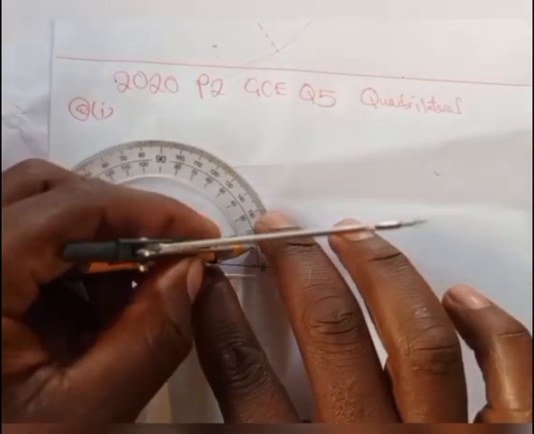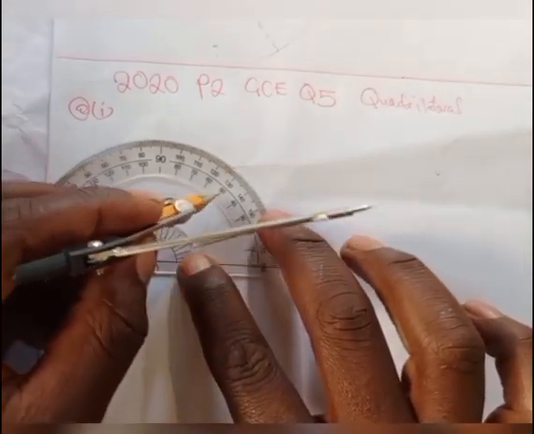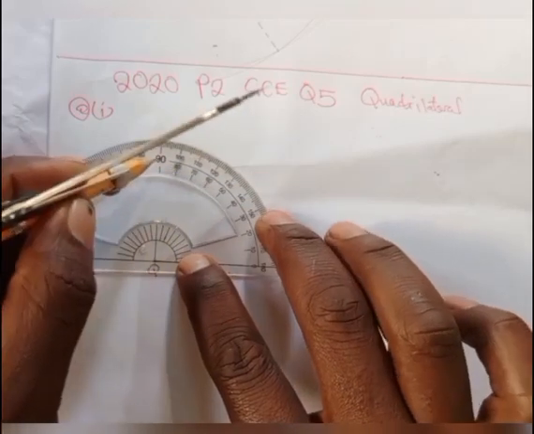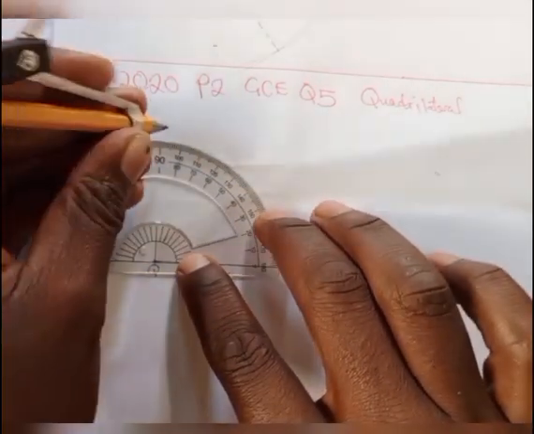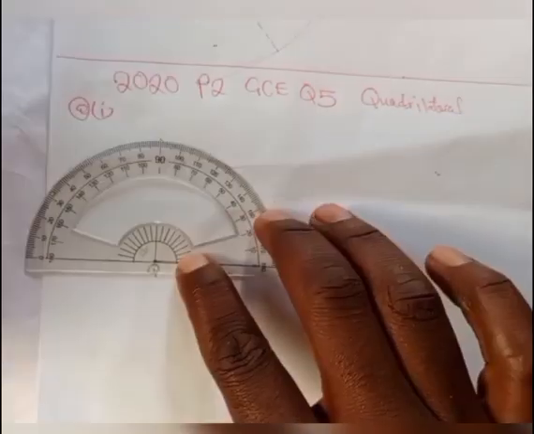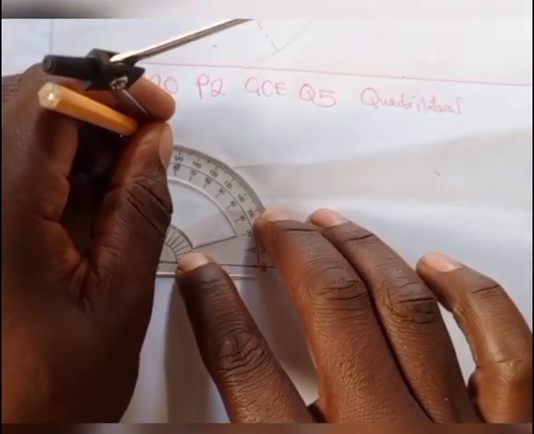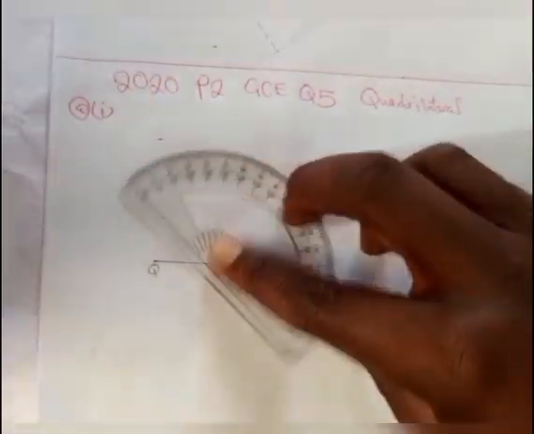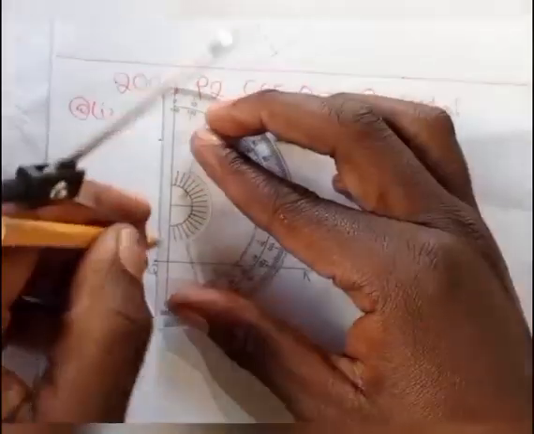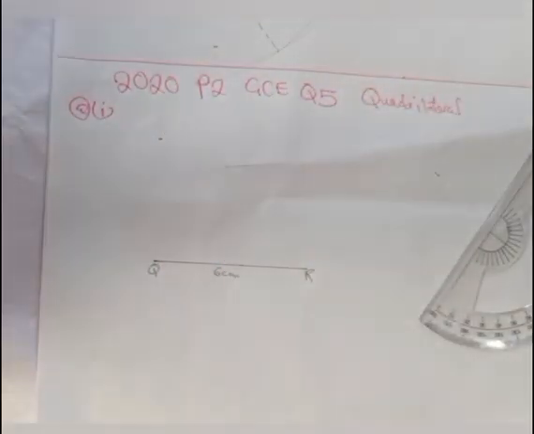From here you count 0, 10, 20, 30, 40, 50, 60, 70, 80, 90. So this is our 90 degrees. You just put a point there. Of course you can draw it, but let's just put a point. You'll still come back to that.